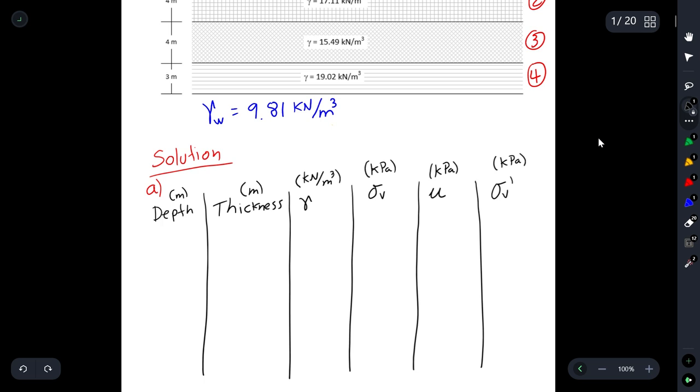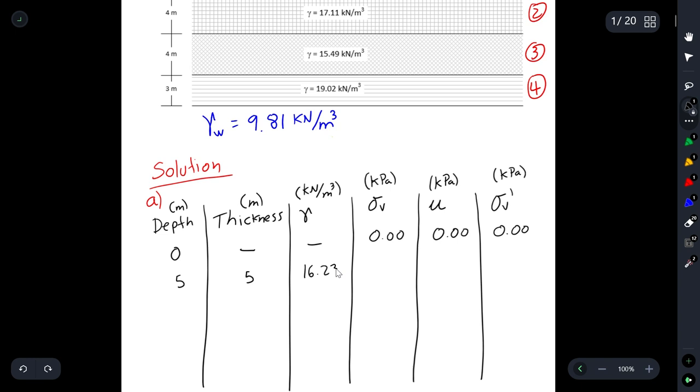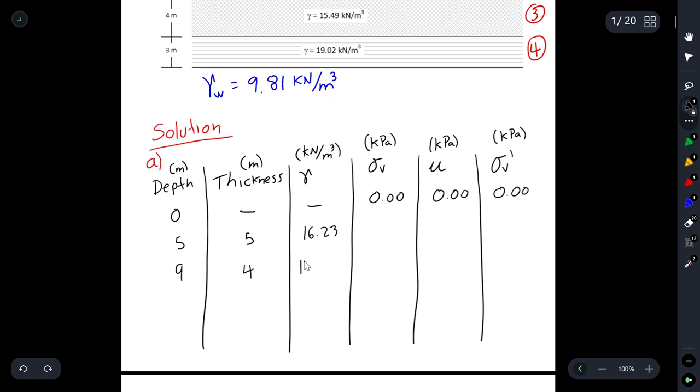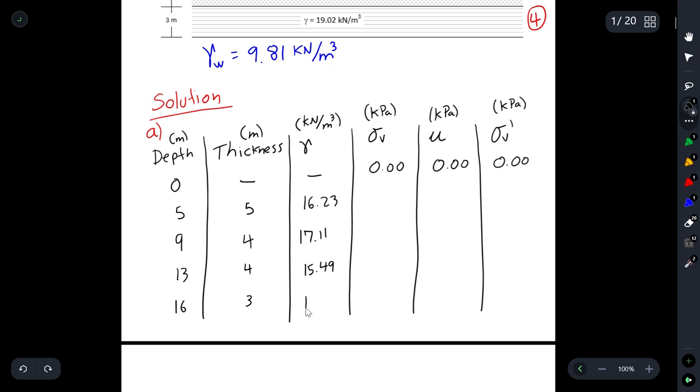So we're going to start at the surface, 0 meters. So that means we have no thickness, no unit weight. So there's no total stress, no pore water pressure, or no effective stress. Now we go down to 5 meters and have a unit weight of 16.23, so 5 meters thickness, 16.23 kilonewton per cubic meter. Then we go down 4 more meters to second layer, that is 9 meters, 4. And then we have a unit weight of 17.11. Go down to 13 meters, that was 4 more meters here. And then we have a unit weight of 15.49. And finally, go down to 16 meters, thickness of 3, and we have a unit weight of 19.02.